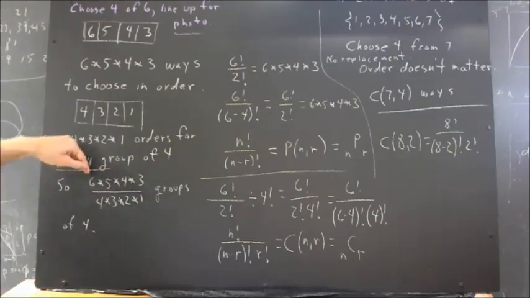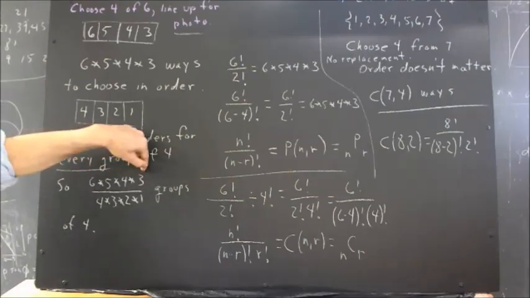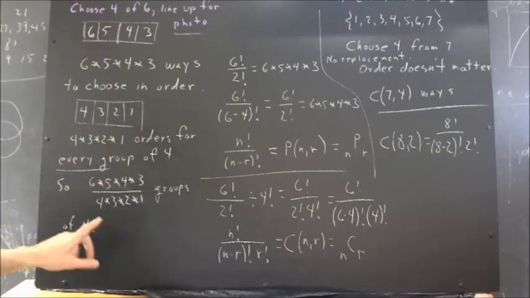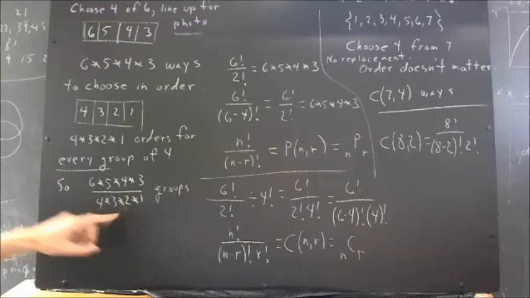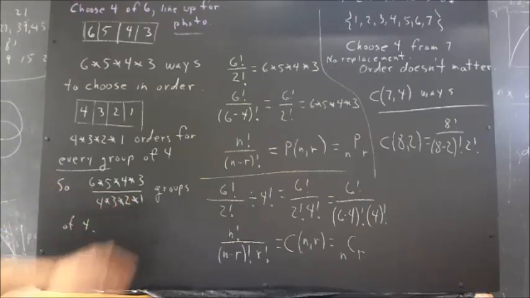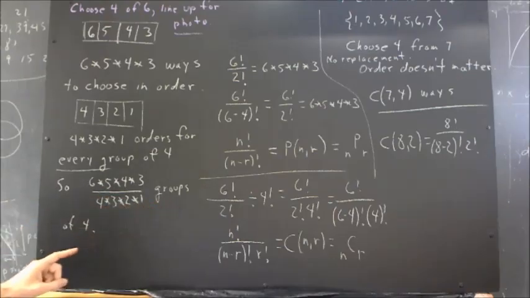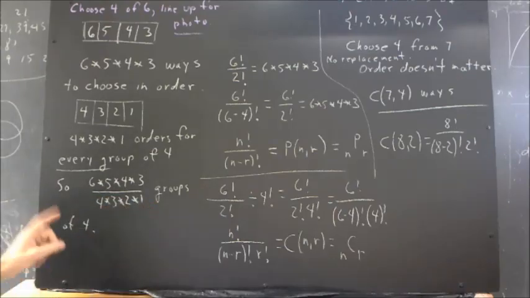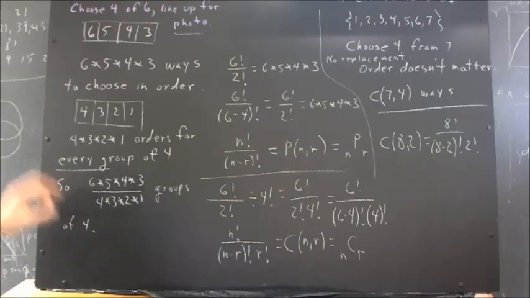So here's how many ordered groups there are of 4. Here is the number of ways each group could have been chosen in order. We divide this by this, and this tells us how many groups we have of 4. That's called a combination: a combination of 4 people chosen from among 6.